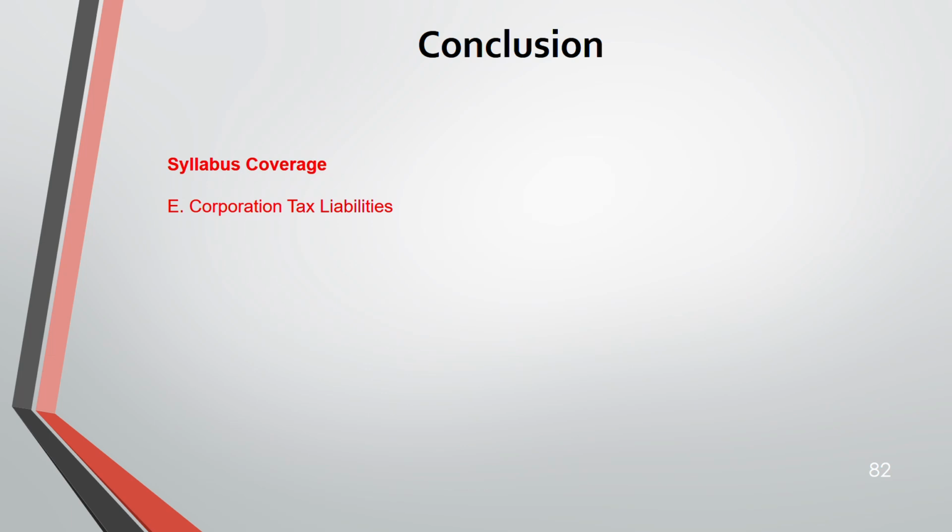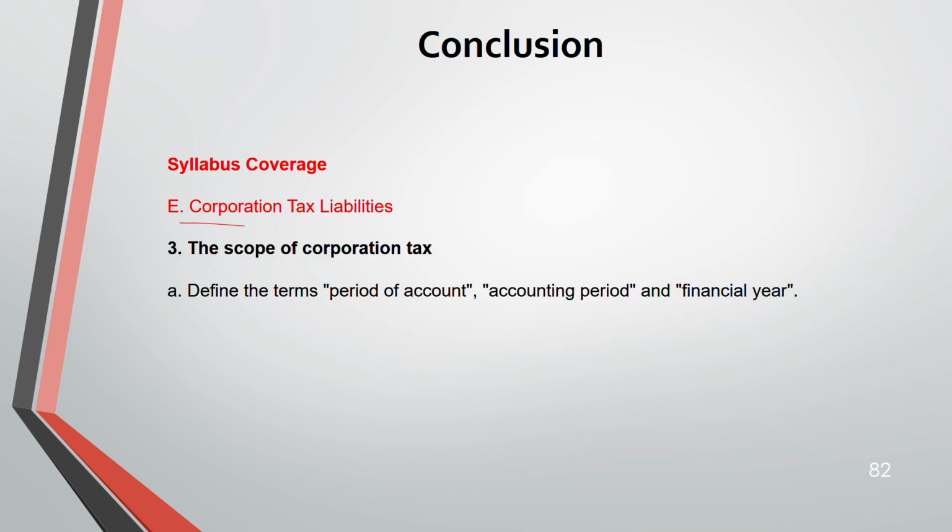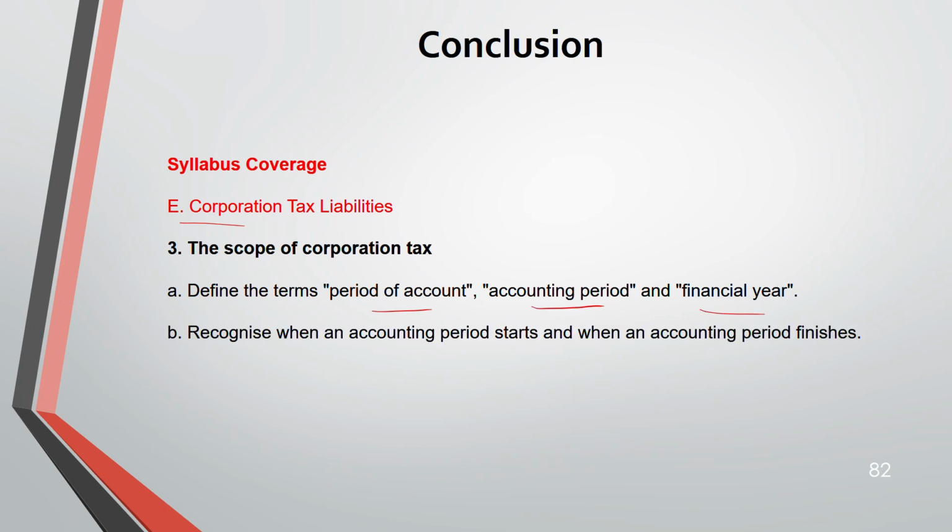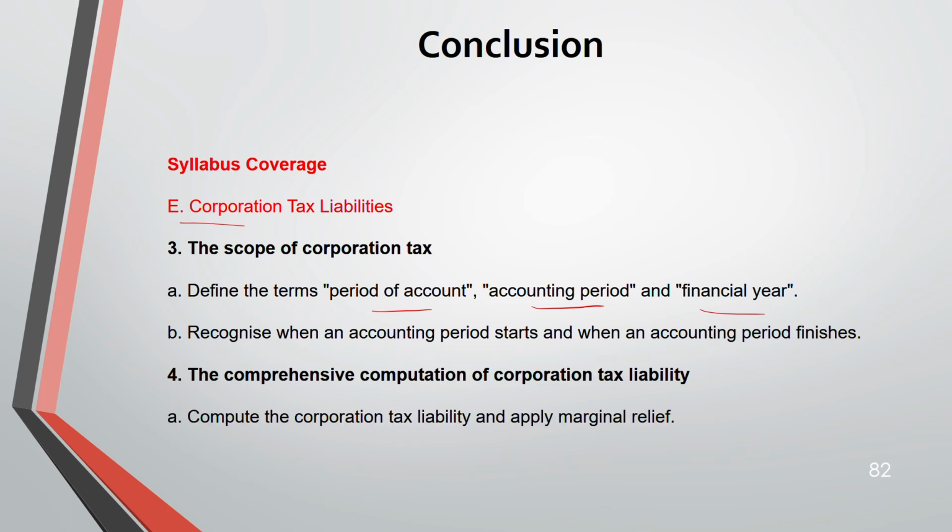Then we touched on section E, that is corporation tax. So here we defined period of account, accounting period, financial year. Then we recognized when an accounting period starts and when it finishes. Then we computed tax liability and applied marginal relief. This is unique.